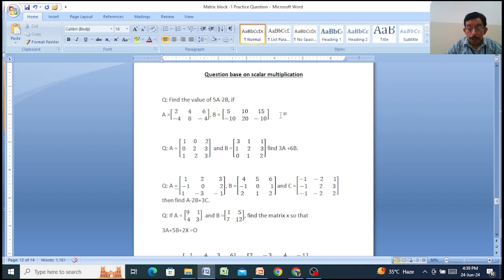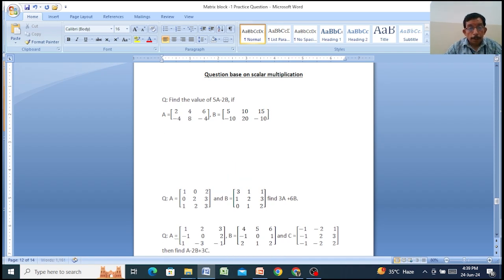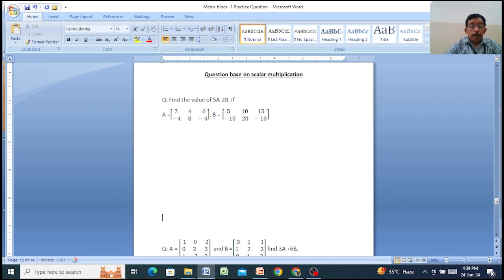Now the first question is: find the value of 5A minus 2B, if A is a 2 by 3 order matrix and the elements are given in the matrix A, and B is another matrix of 2 by 3 order and its elements are given in the matrix B. Then find the value of 5A minus 2B. Now we solve this type of mathematical question. This is an example of scalar multiplication, student.